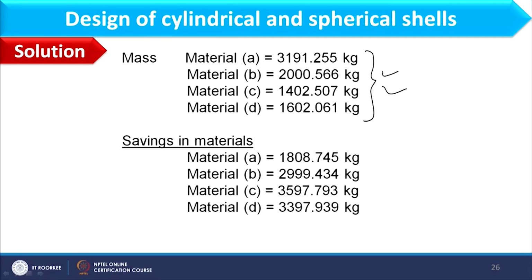Multiplying that volume with the density, we can find mass of each material as these are shown over here, and when we compare these with 5 ton, we can find out that all materials are below 5 ton. So, we can have savings in each material in these magnitudes as it is shown over here. So, in this way we can find out the savings in the material which is used to design the shell.